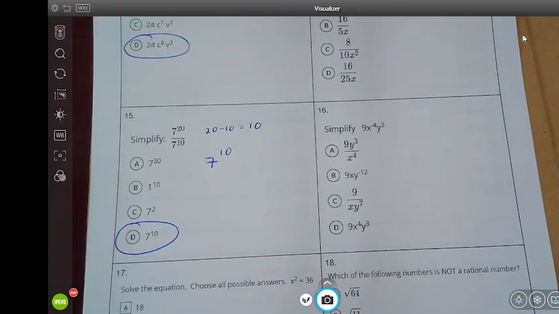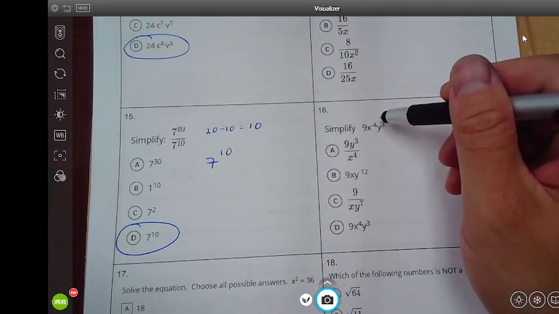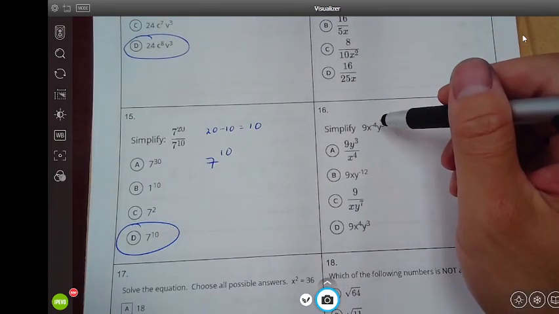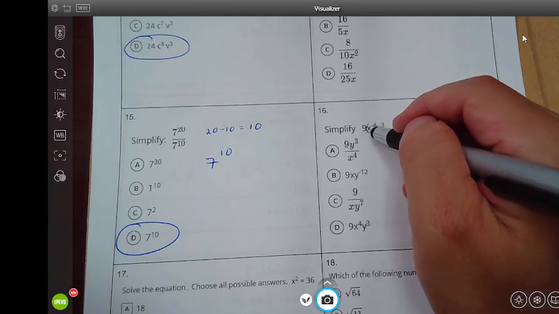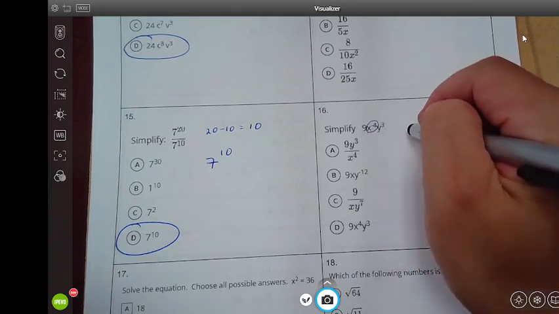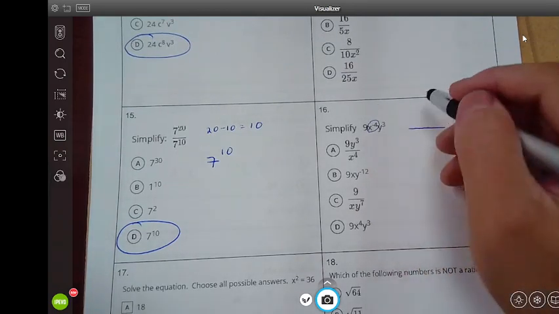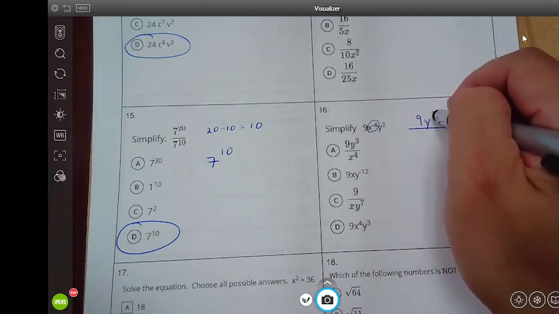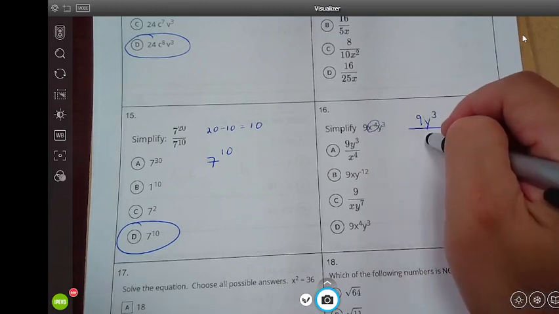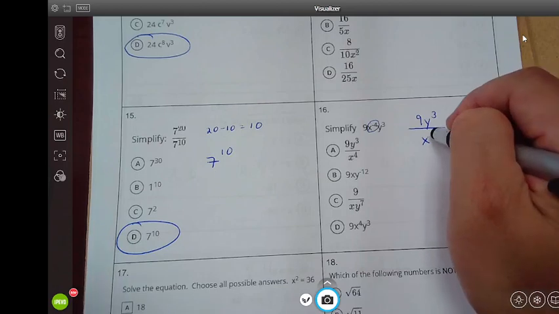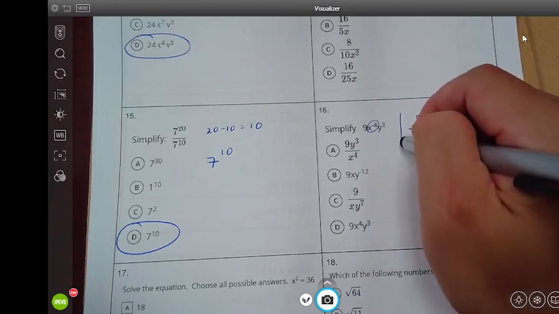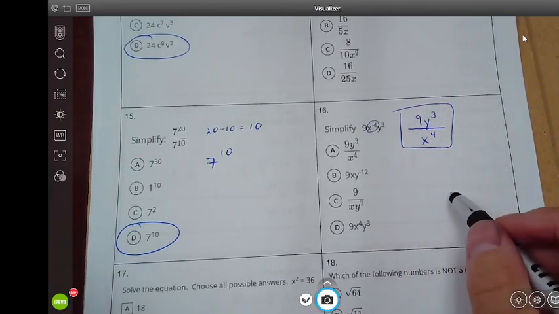All right, number 16, 9 x to the negative 4, y to the third. I see a negative exponent right here, this x to the negative 4, so I'm going to rewrite it as a fraction. The 9 and the y cubed, they stay. X to the negative 4 is going to become x to the positive 4 in the denominator. Okay, so it looks like it's option A.